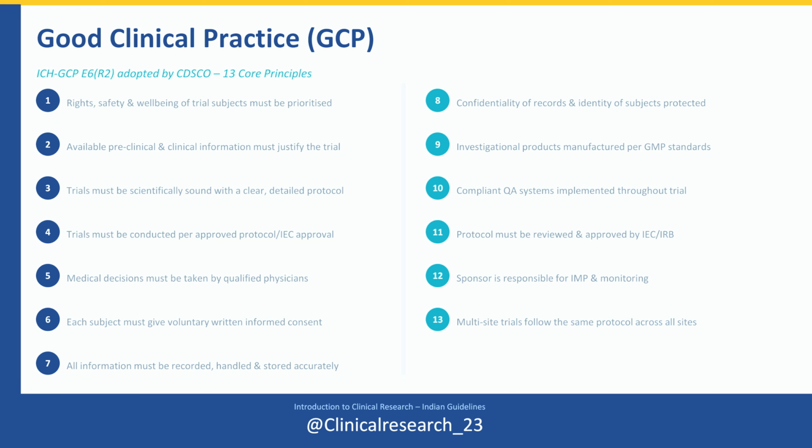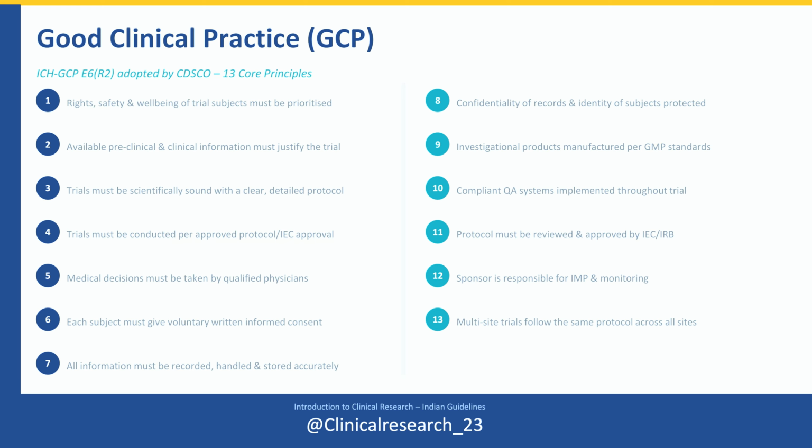The trial must be conducted according to an approved protocol and with IEC approval, ensuring ethical and scientific validity. It's essential that the trial is scientifically sound, with a clear and detailed protocol that guides every step. Before starting, we need to have sufficient preclinical and clinical data to justify the trial, ensuring it is based on solid scientific grounds. Throughout the process, the rights, safety, and well-being of the trial subjects are always our top priority.